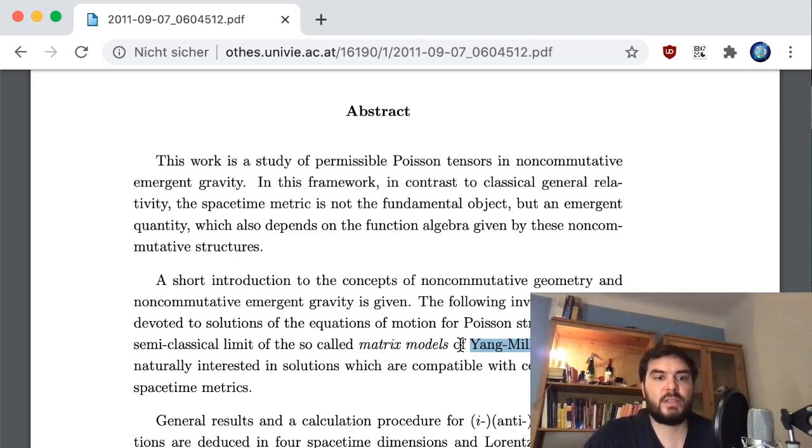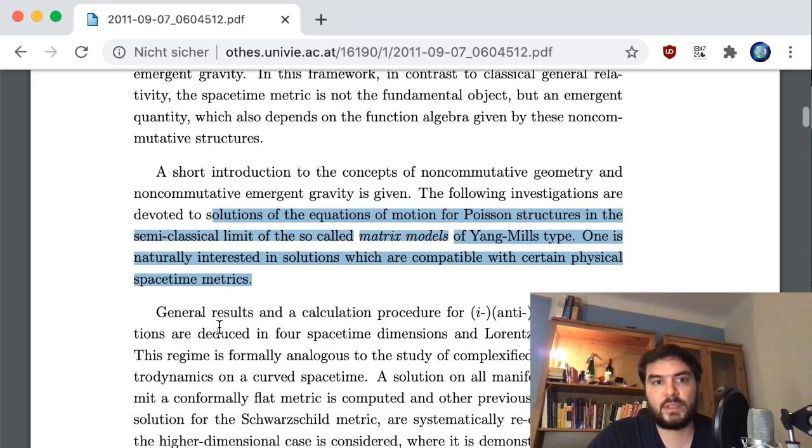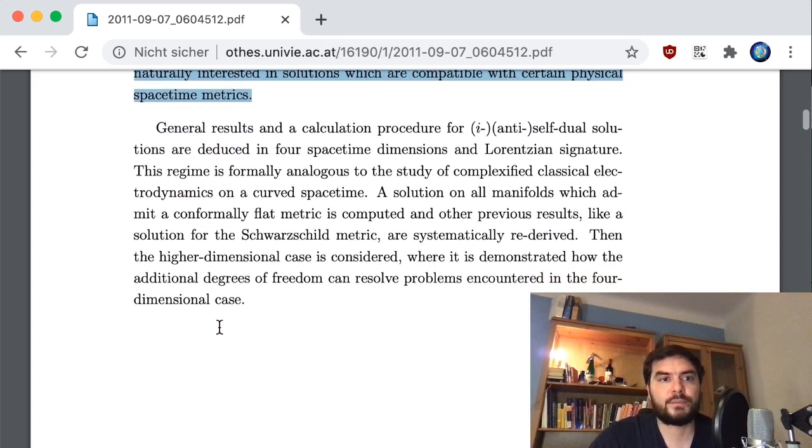One is naturally interested in solutions which are compatible with certain physical spacetime metrics, of course, we're doing physics here. And then general results and calculation procedures for anti-symmetric dual solutions are deduced from spacetime in four spacetime dimensions and Lorentzian signature. So Lorentzian signature means you are in n dimensions, usually 4. That's the classical setting anyway, and you have this metric, except it's actually not a metric because one sign is flipped, so you have this light cone thing behaving a little bit different than in plain Riemannian geometry.